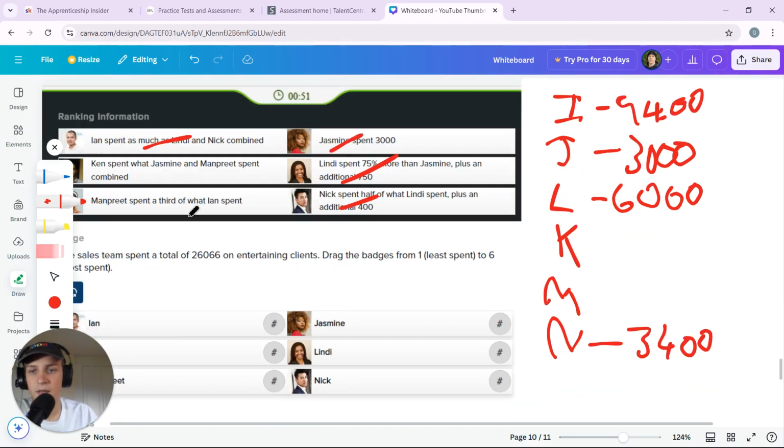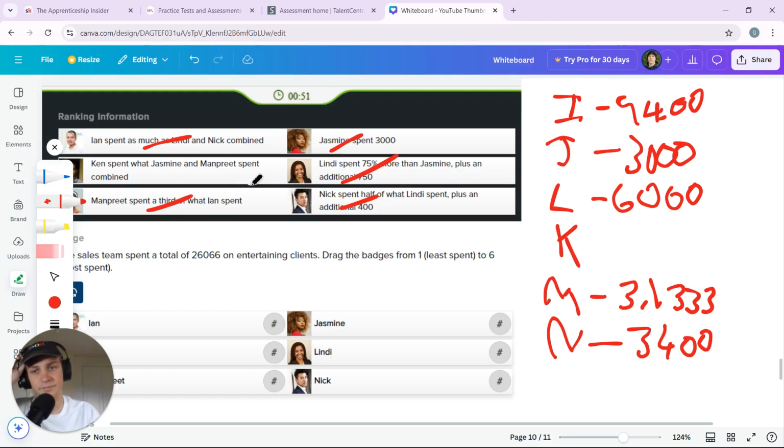Okay. Manpreet spent a third of what Ian spent. So 9,400 divided by 3 is 3,133. Okay. And then that's that.